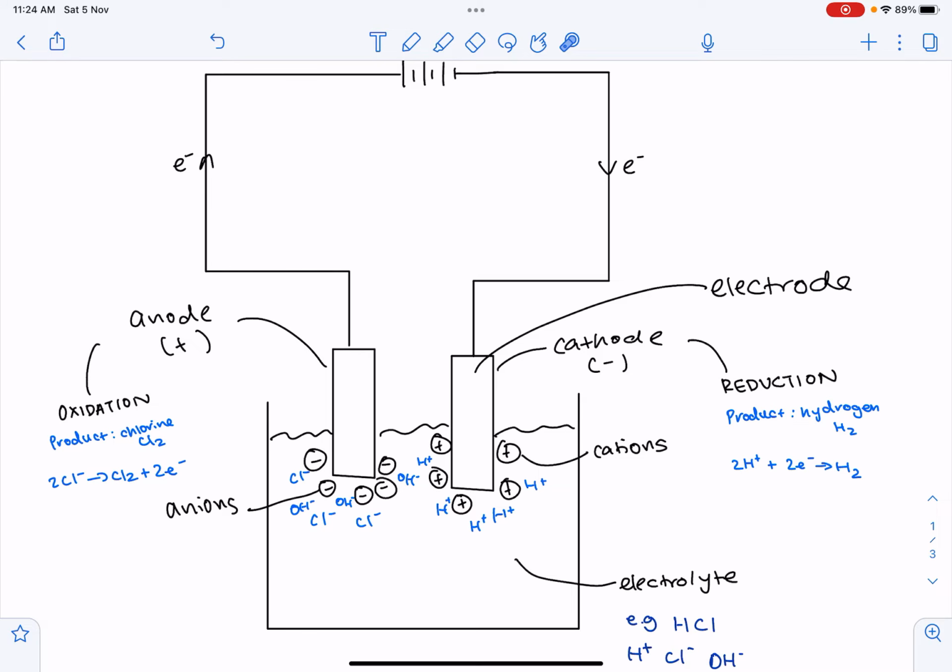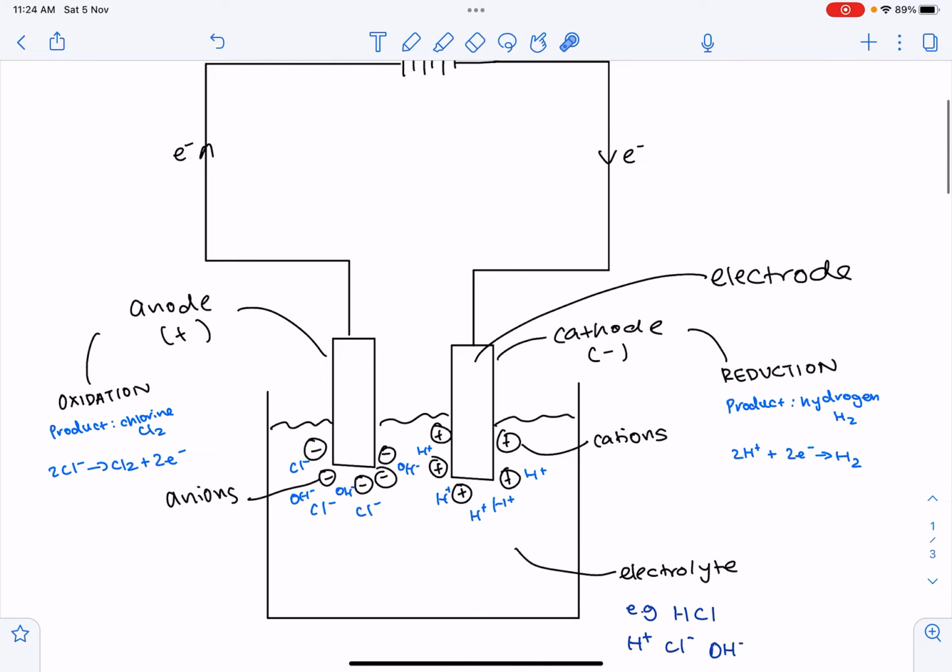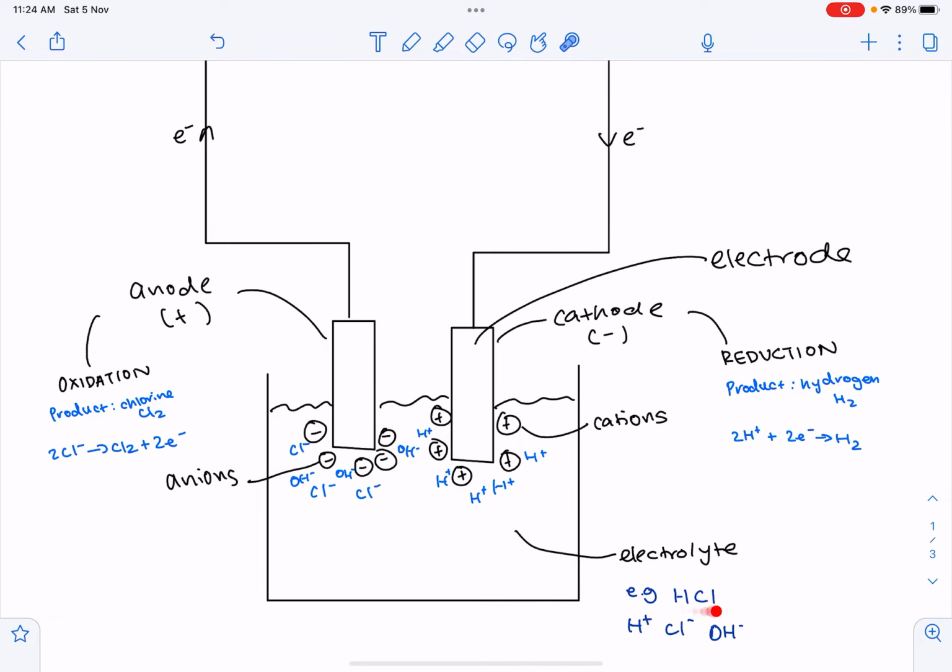So what exactly happens in electrolysis? As you can see, it is the breakdown of ionic compounds. For example, if we have a compound of HCl, in the HCl we will have a Cl minus and an H plus ion. But what we need to know and remember is that the electrolyte is dissolved in water. So we will also have the OH minus ion and another H plus ion if it's not already there in the compound.